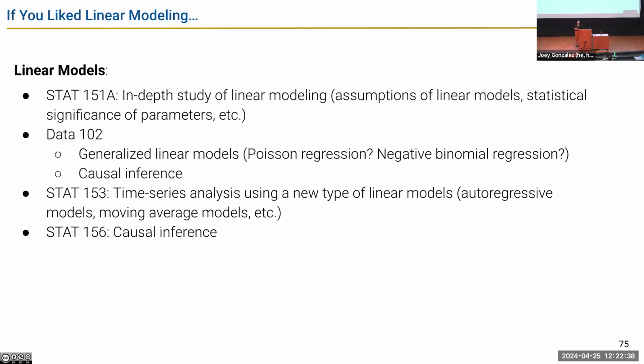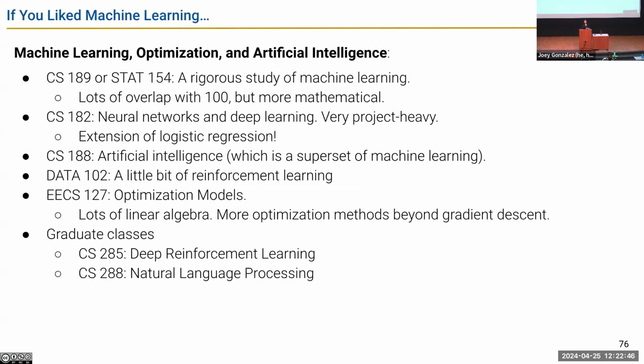And then 156 is causal inference. It turns out that causal inference is in the category of learning more and deeper about linear models as well. My favorite part, machine learning courses. You should really go and take at least one good additional ML course, with Data 100 being core, one more ML course.